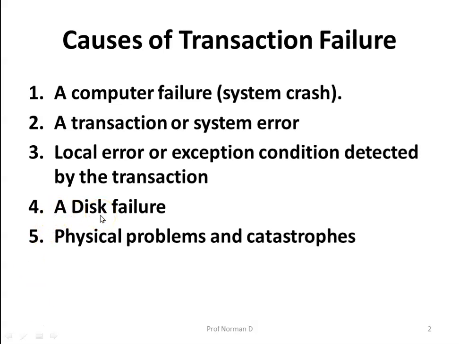So what is a disk failure? Some disk blocks may lose their data because of a read or write malfunction or because of a disk read-write head crash. This may happen during a read or write operation of the transaction. Physical problems and catastrophes: this refers to an endless list of problems that includes power or air conditioning failure, probably fire or theft, or overwriting of disks or tapes by mistake, or even mounting of a wrong tape by the operator. So basically these are some of the failures that can make a transaction crash.